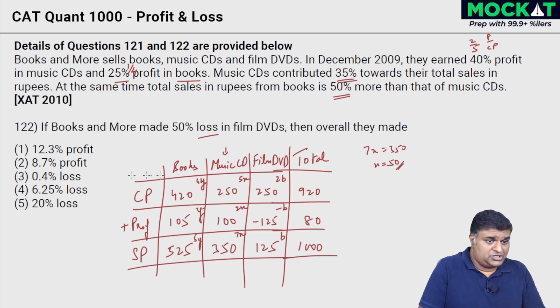Was it a profit or a loss? It was definitely a profit. So all these are wrong. Right? And what was the profit? It was 80 by 920.